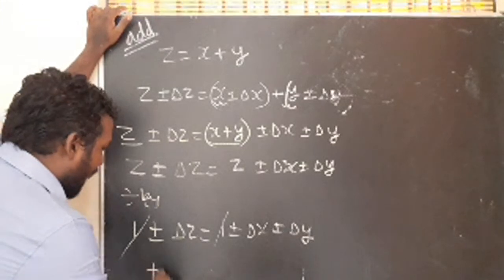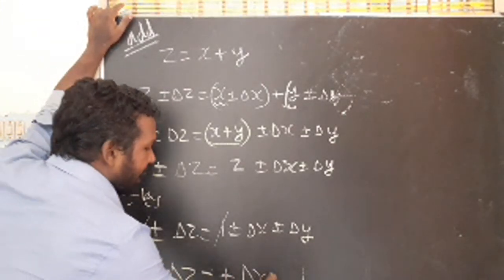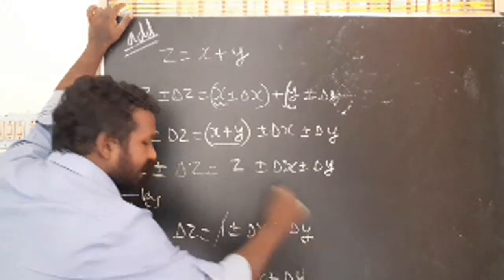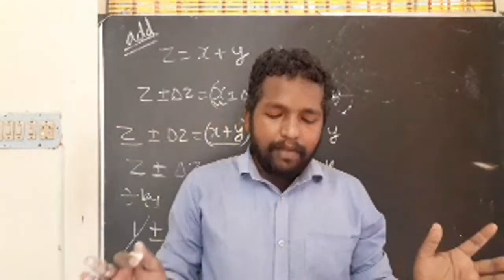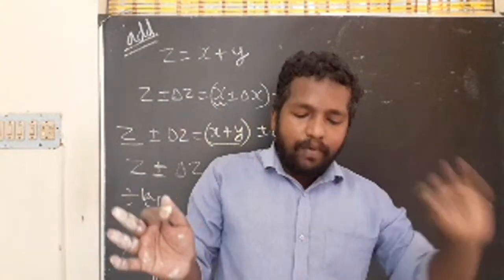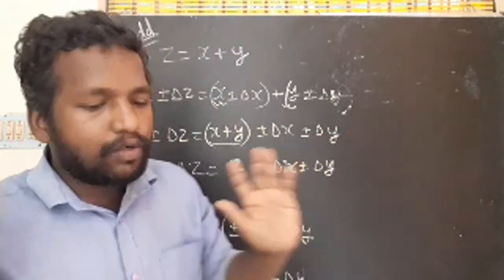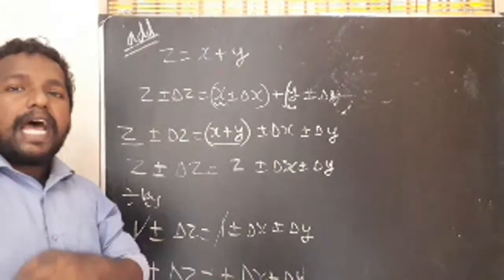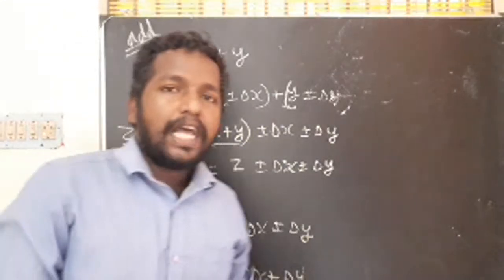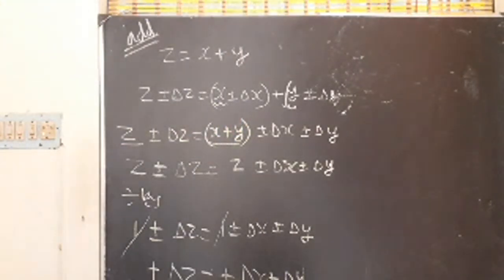So when you are adding 2 numbers, you can directly add the errors. Whether it's addition or subtraction, both follow the same thing. When you are adding 2 numbers, you can directly add the errors. When you are subtracting 2 numbers, that time also you can directly add the errors. First we did addition, then we are going to do subtraction. Now, when we are subtracting 2 numbers, how we can do it with the errors, that we are going to do now.